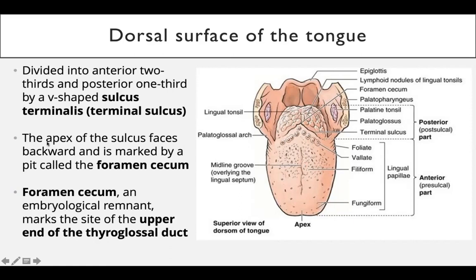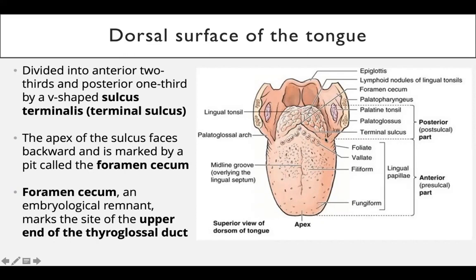Okay, now we go to the apex. Apex means the tip. The apex of the sulcus faces towards, and is marked by, the pit called the foramen cecum. Not the apex of the tongue, the apex of the sulcus. So these are the boundaries, and this is the apex. This apex faces backwards.